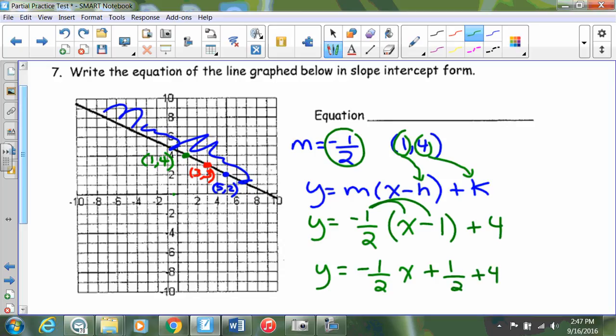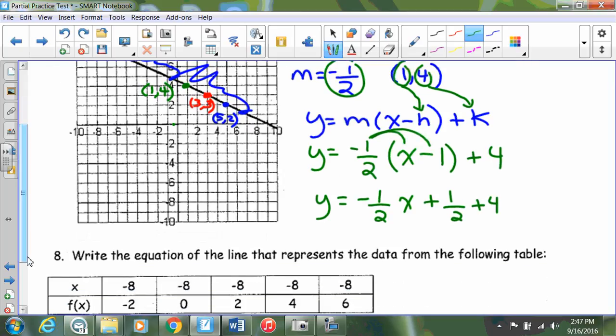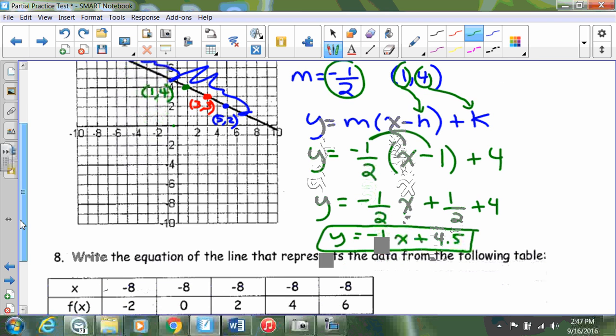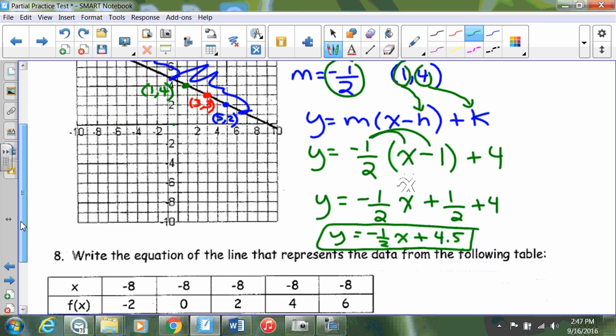So we can write this a couple different ways. We can go ahead and simplify and say it's y equals negative 1/2 x plus 4.5, or we could write plus 4 and 1/2. Either way is correct. And we want to double check. Yep, that looks like our equation. The y-intercept easily looks like 4.5, and our slope is negative 1/2.